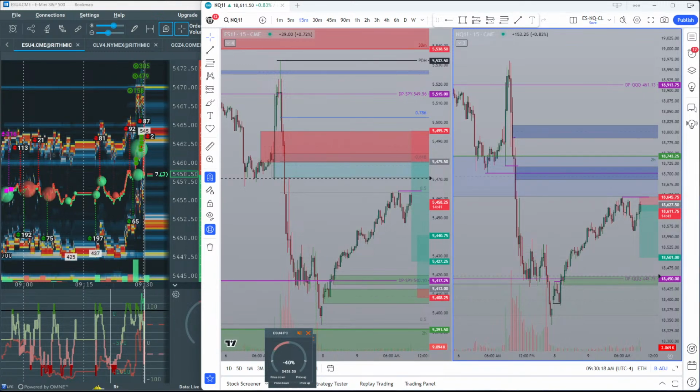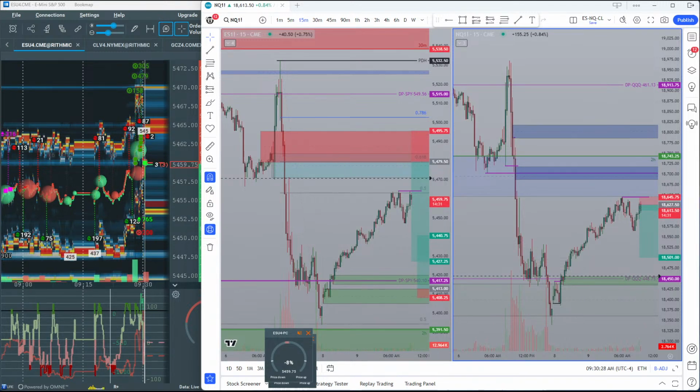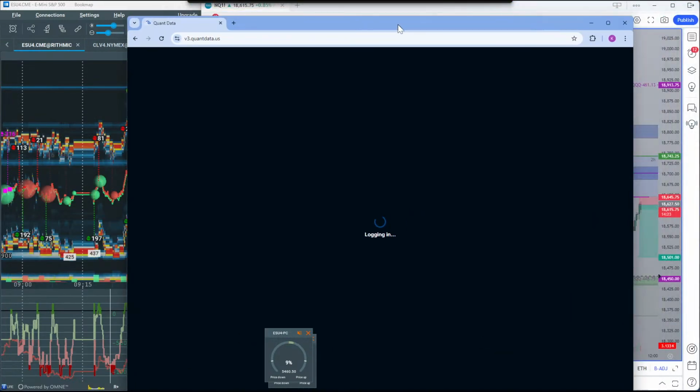Quant data, let's run it smooth. We got this. Probably has a lot of people trying to log in right now to quant data. It's got me logging in.